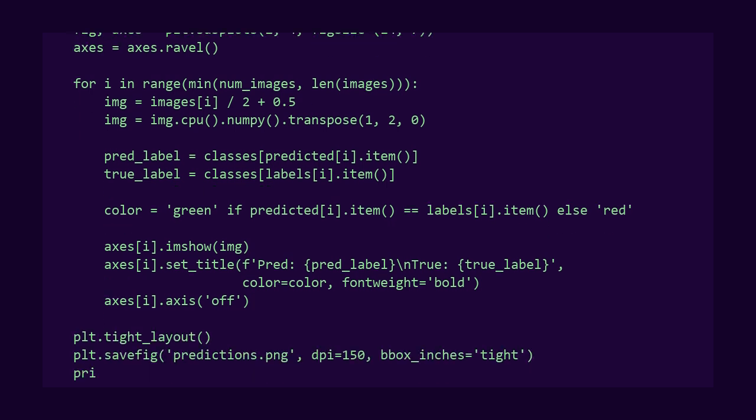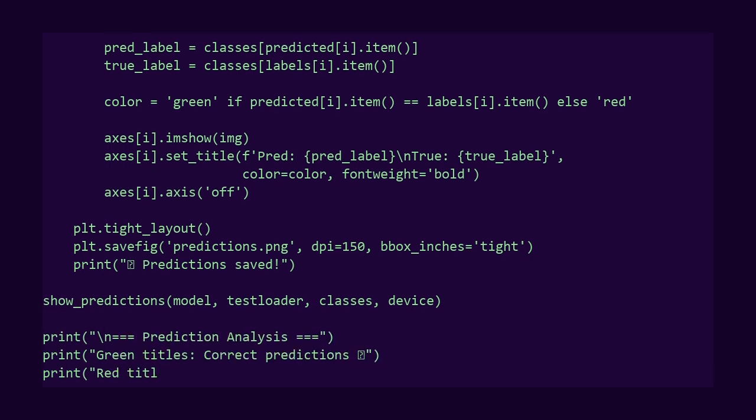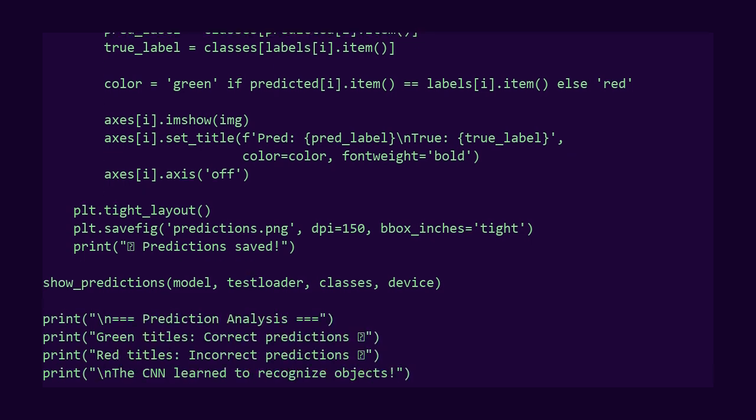Here's a mistake. The model predicted dog, but it's actually a cat. As we saw earlier, cats and dogs are the hardest classes. They look similar in low resolution. But overall, most predictions are correct. The model learned meaningful visual patterns.